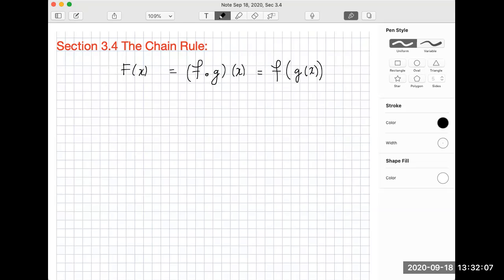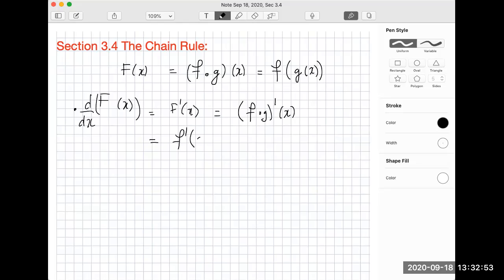So the chain rule tells us that F prime of x here, or dF over dx, is the derivative of f, applied to g of x, because capital F is f composite g, and the general rule tells us that it is f prime, where f is a function of g of x, times g prime of x. So this is the chain rule.